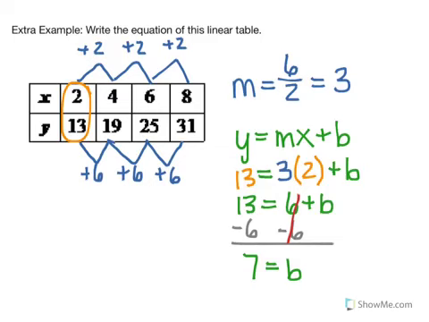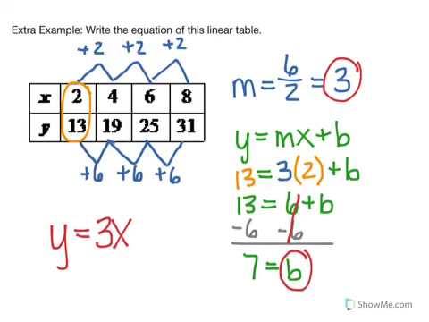So I can put everything all together. Your equation of your line is y is equal to m, which is your slope. We found m to be 3. x plus your y-intercept, which is b. And we found that y-intercept to be 7. So we put plus 7.